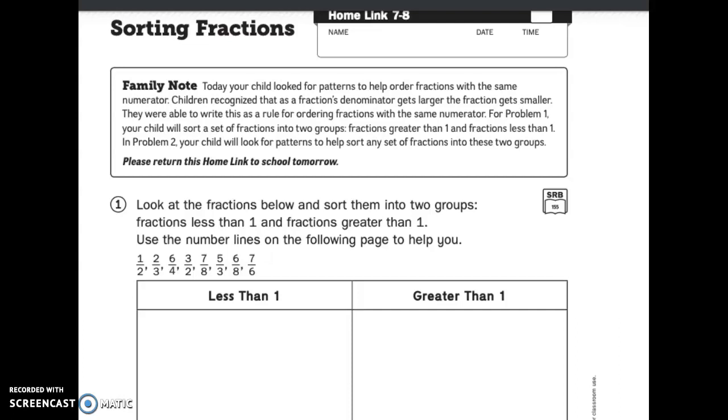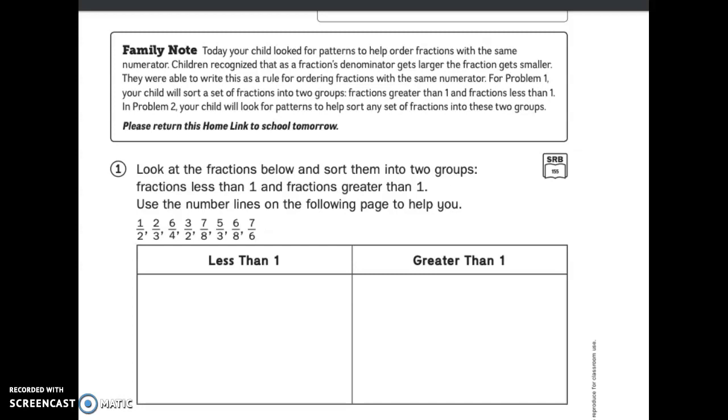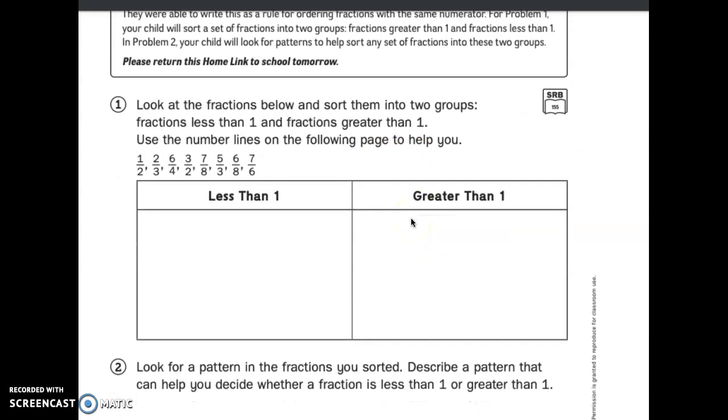Okay, we're on 7-8 home links. And today we're going to sort fractions and see if they're less than 1 or if they're greater than 1. So number 1 says look at the fractions below and sort them into two groups. Fractions less than 1 and fractions greater than 1. Use the number lines on the following page to help you.